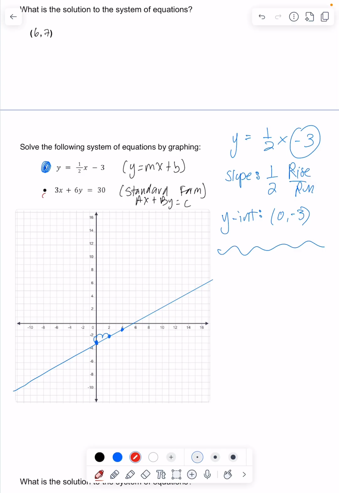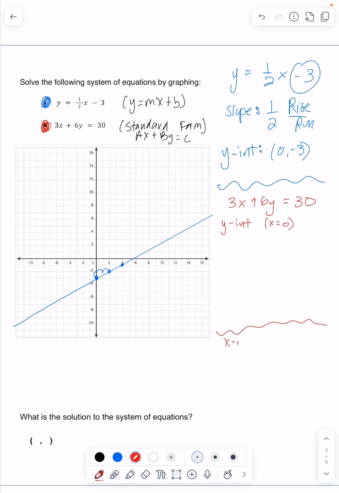Now, though, this is the first time we're seeing an equation in standard form. So we have 3x plus 6y is equal to 30. And the main thing we have to remember is that when we have it in standard form, we're going to want to find 2 things. We want to find the y-intercept, and we do that by setting x is equal to 0. And then we're going to want to find the x-intercept, which is when we set y equal to 0 to solve for that value of x.